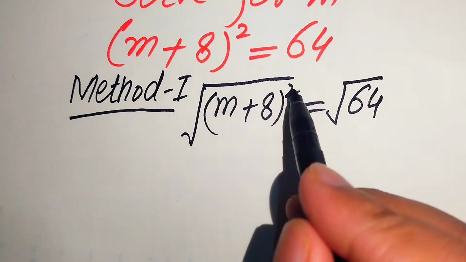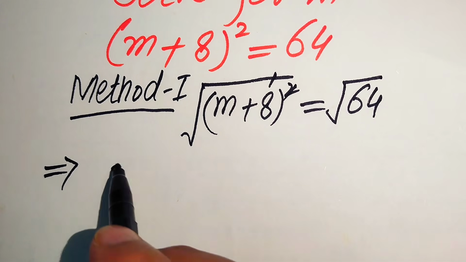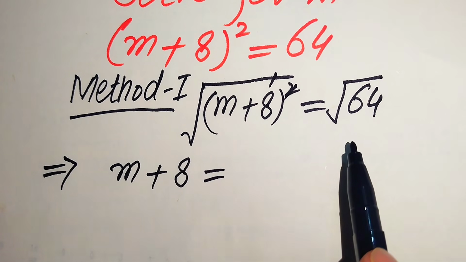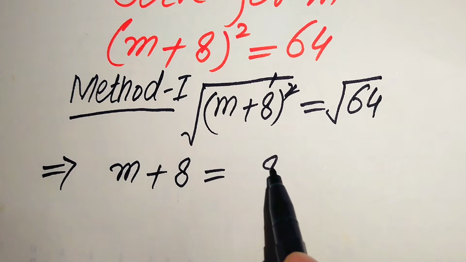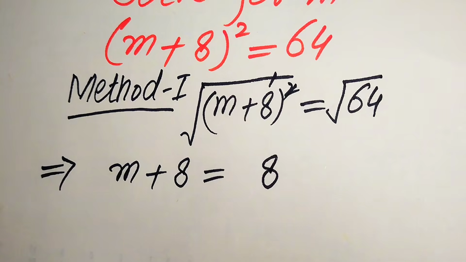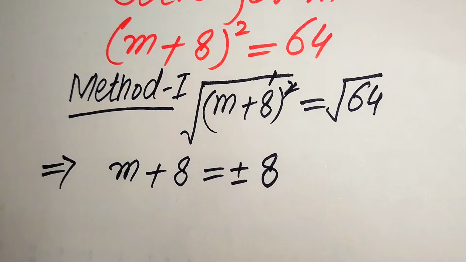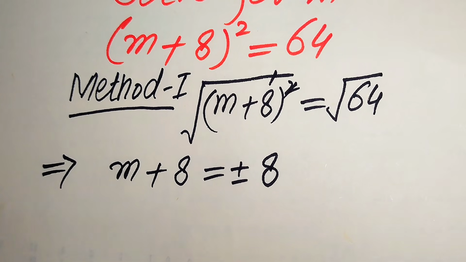Further, in the next step, the square and the square root cancel out each other, and we obtain m + 8 equals, and we know that the square root of 64 is equal to 8. Now you see here we apply a plus-minus sign. We apply the plus-minus sign on any one side because we apply square root on both sides. According to this rule, we write the plus-minus sign on any one side.